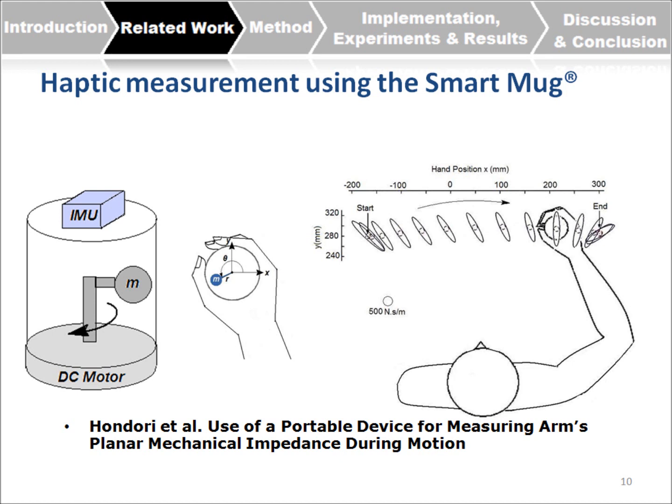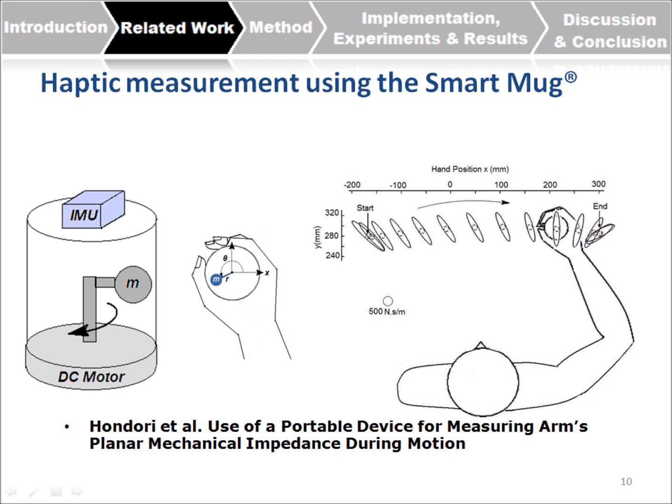So in this figure, you can see what the system is capable of measuring. These ellipses are impedance data, and this system is able to measure these impedances. For more information, please read the paper here, use of a portable device for measuring planar mechanical impedance during motion.